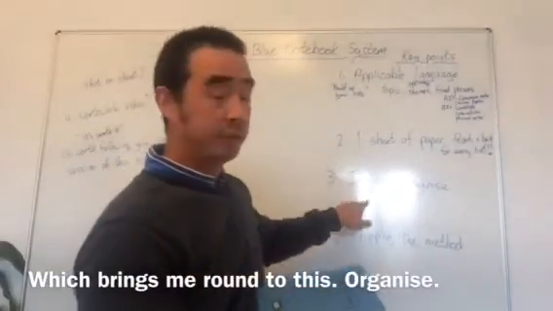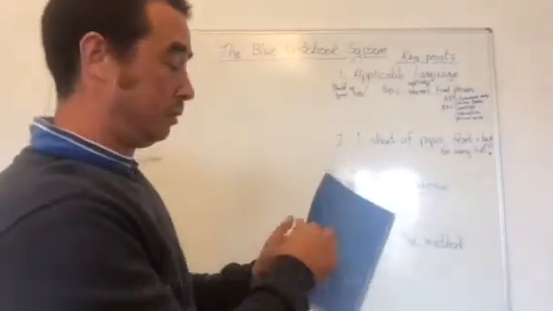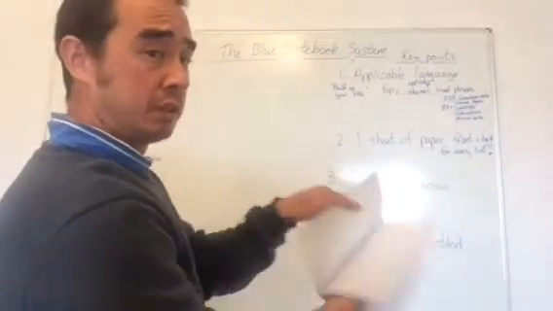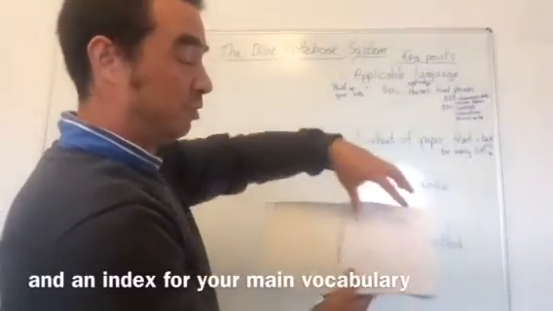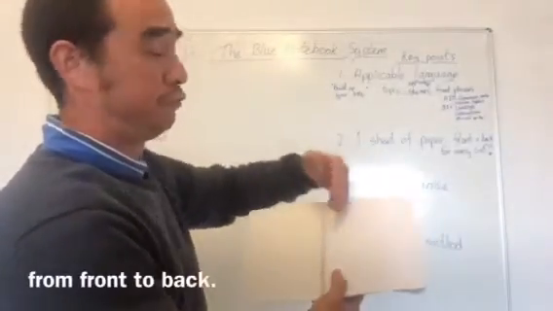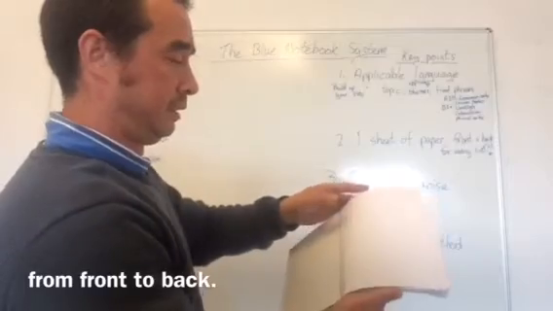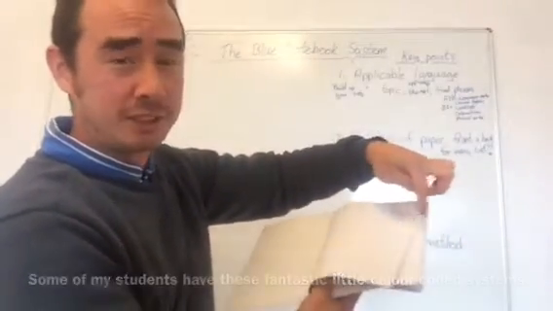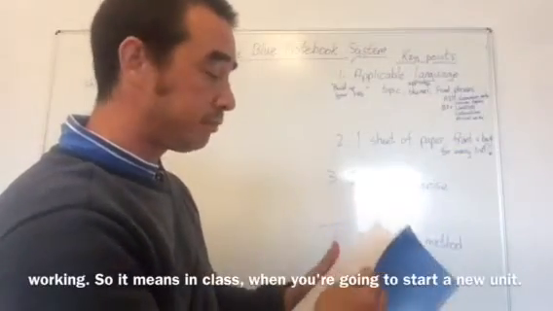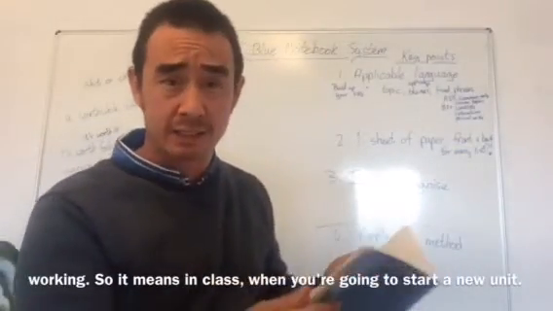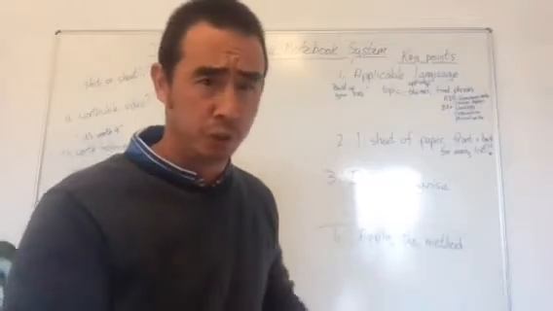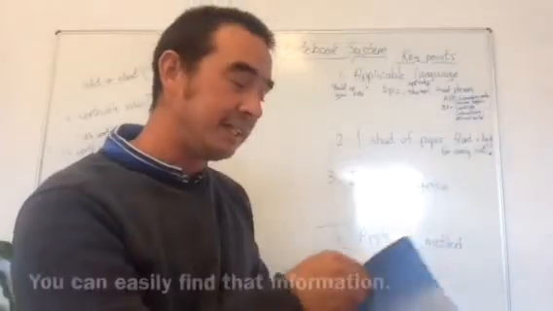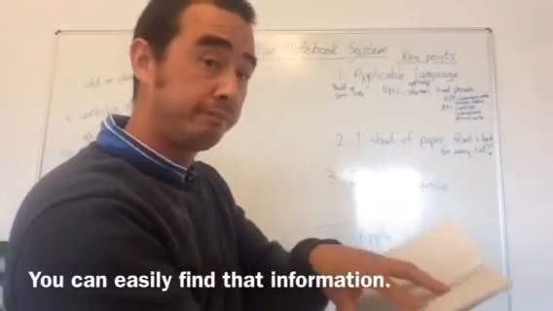This brings me on to this point. Organise it with an index from the back to the front, and an index with your main vocabulary points from front to back. Some of my students have these fantastic little colour coding systems working, and so it means in class, when we're going to start a new unit or we're talking about a specific topic, they can easily find that information.